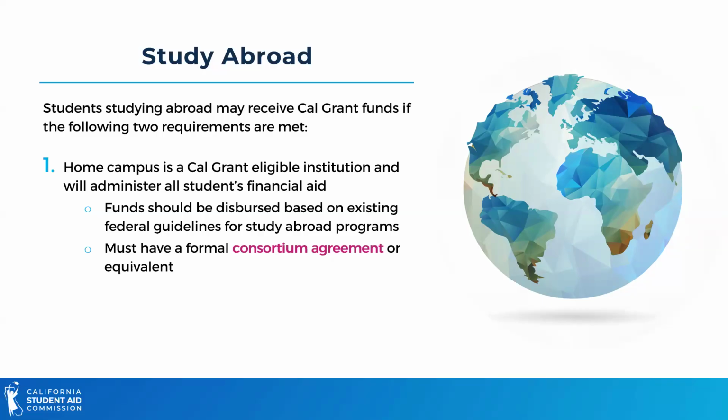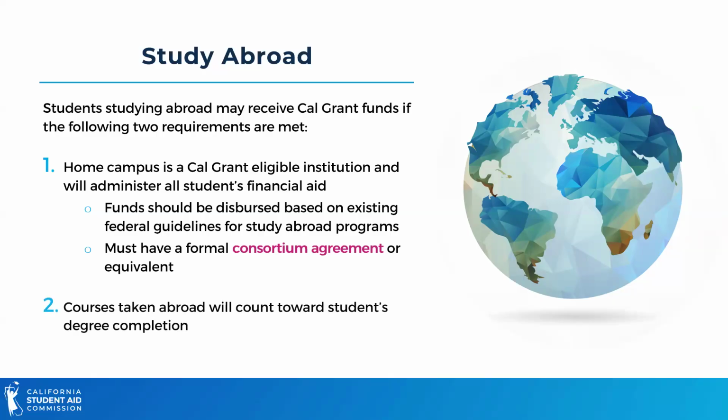So there may be other requirements in place. So make sure you're following your school's policy on travel abroad programs. Also, the campuses must have a formal consortium agreement in place or an equivalent before disbursing those Cal Grant funds. And then also, the courses that the student takes while studying abroad must count toward their degree completion in order to receive Cal Grant funds. So keep these in mind for your study abroad students.